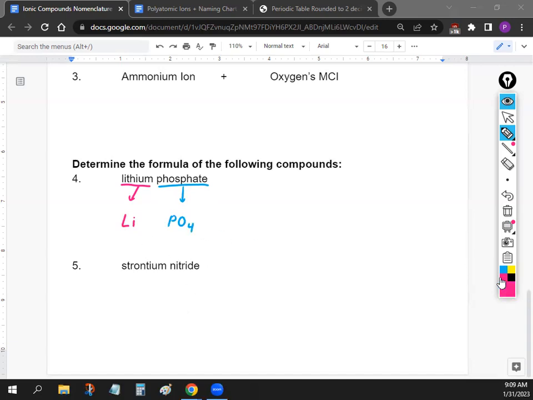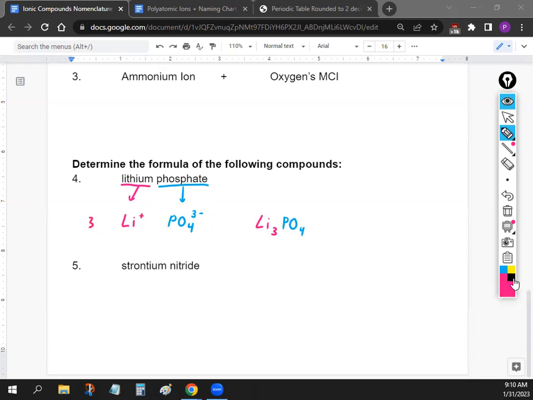Now, if you look at the charges, Li wants to form what kind of charge? Yeah, plus, just +1. Good. And then if you look at your polyatomic chart, phosphate is 3-. So if we want to balance it out, which one do we need more of? Yeah, Li, obviously, right? So we're going to need 3 of those in total. So this is going to be Li3 to balance out 1 of the phosphates. So it's just going backwards. It's the exact same thing that we've been doing.